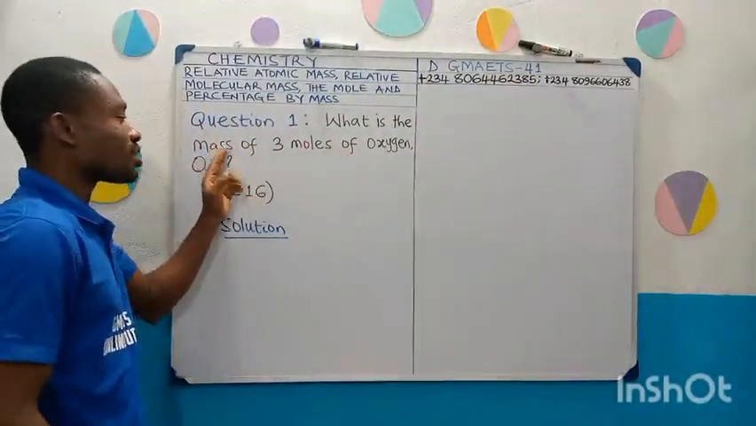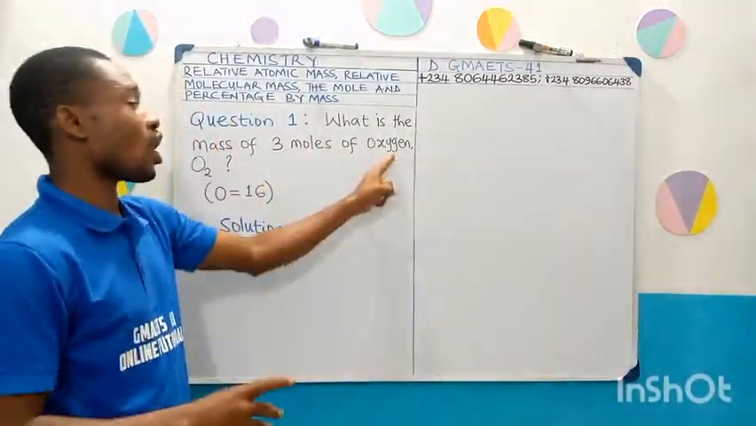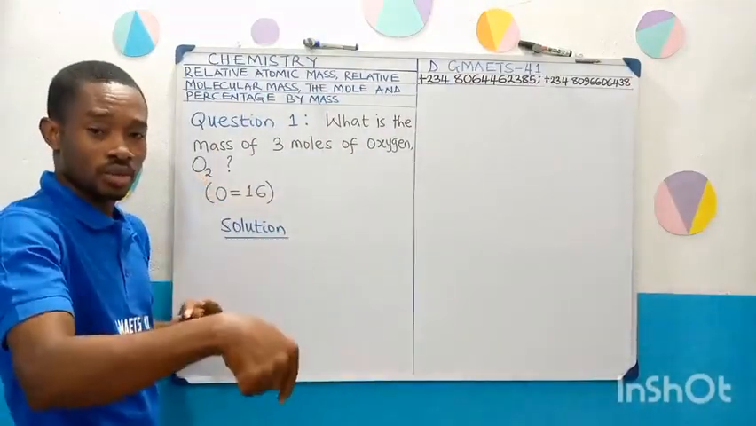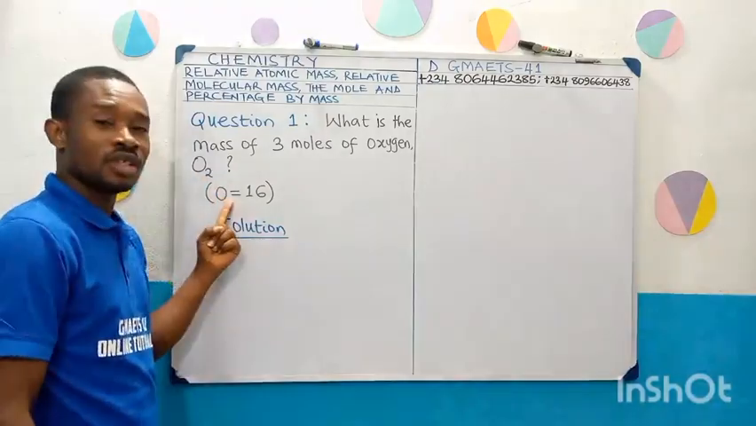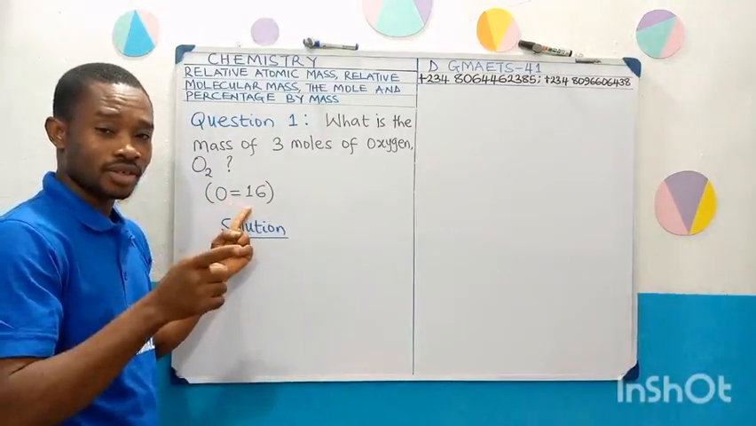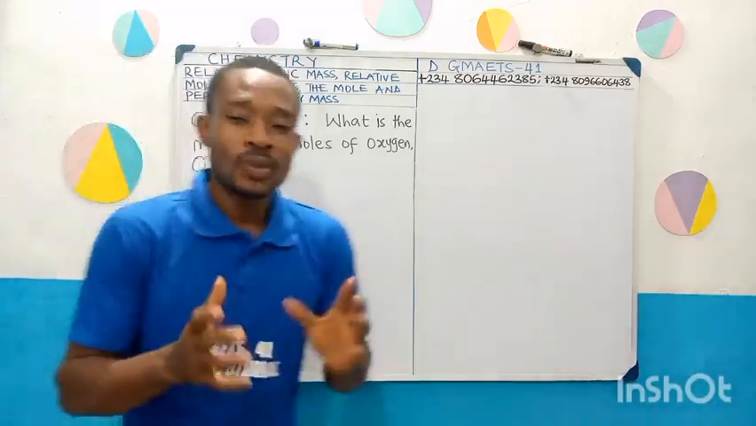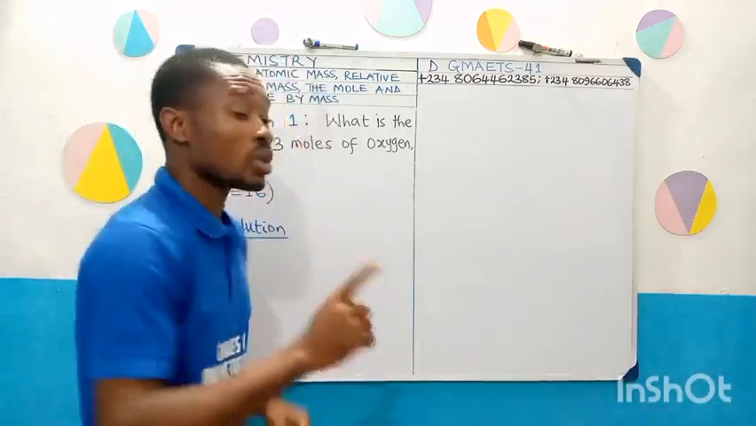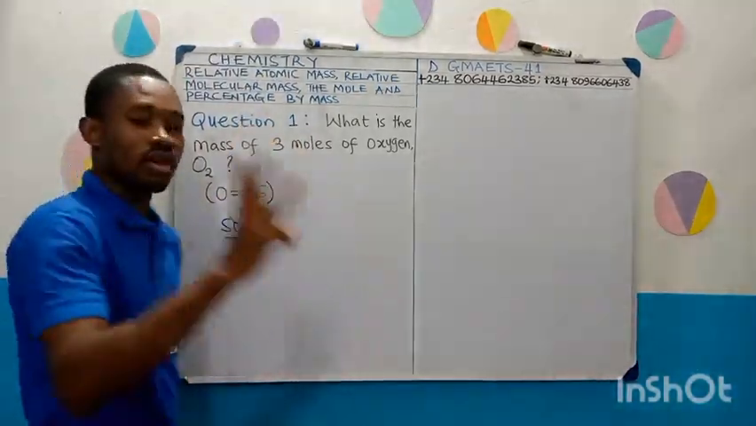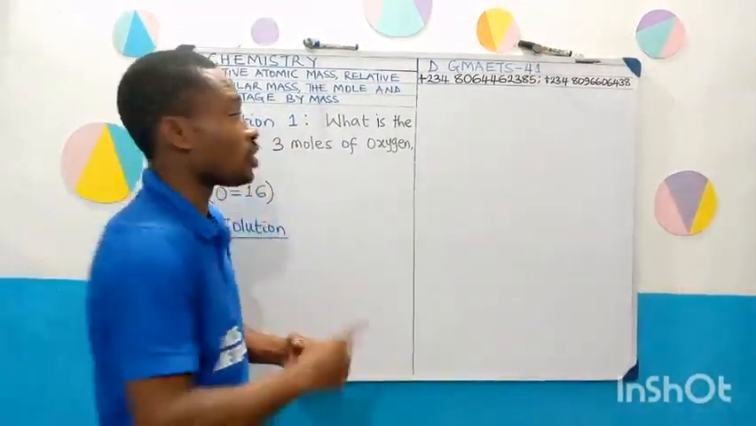What is the mass of 3 moles of oxygen, O2? This oxygen is oxygen molecule. Then we're given the relative atomic mass of oxygen atom, 16. Now, what do we do about this question? We want to get to know what we are looking for. We are looking for the mass of 3 moles. We don't know the mass of 3 moles of oxygen.